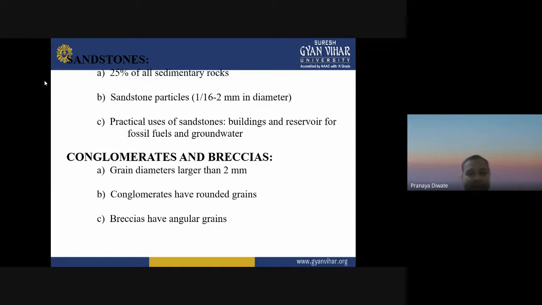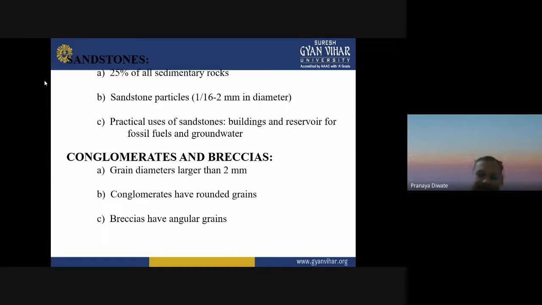Conglomerate and breccia: grain diameter larger than 2 mm is known as conglomerate and breccia. How can conglomerate and breccia be differentiated? Conglomerate has rounded grains, whereas breccia has angular grains.